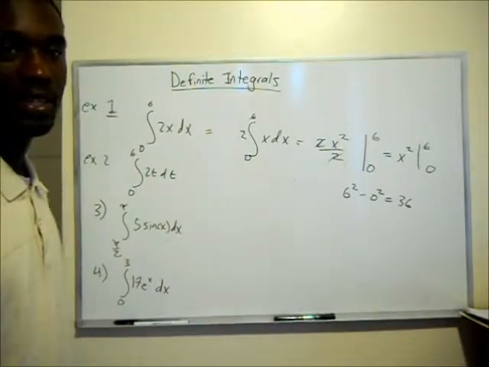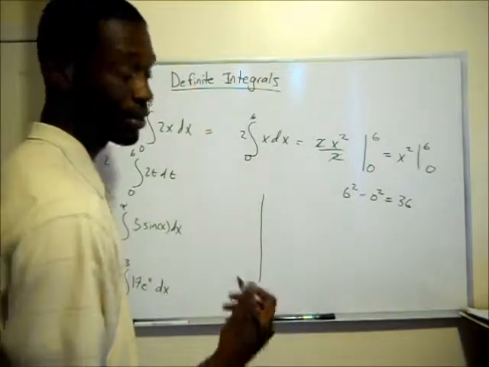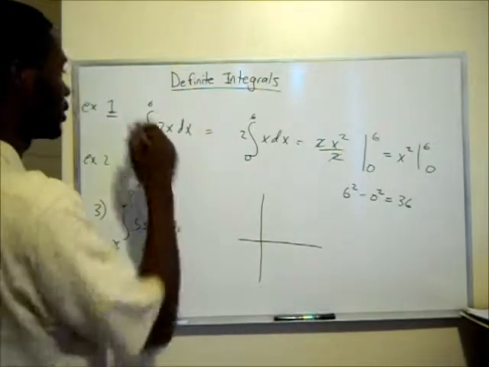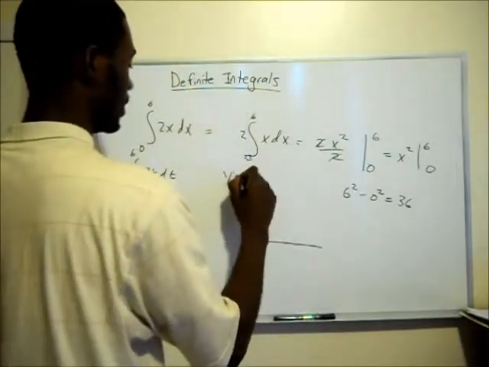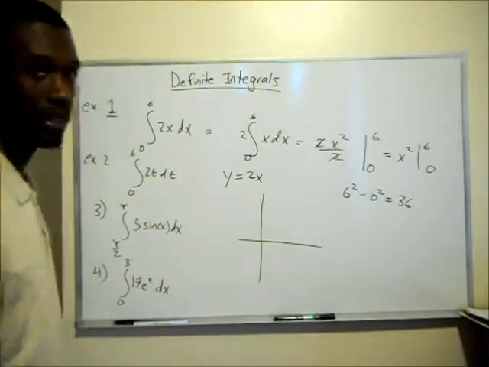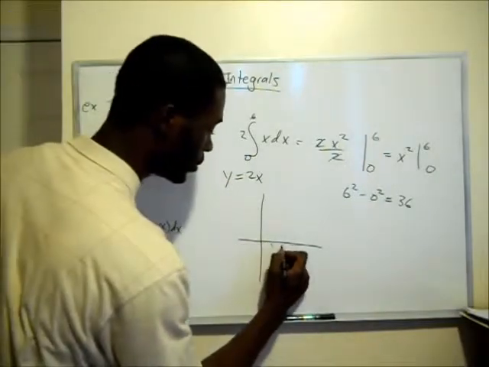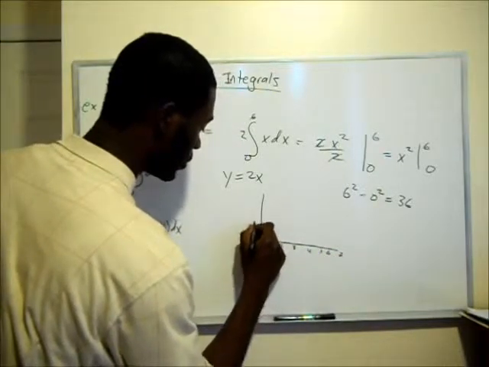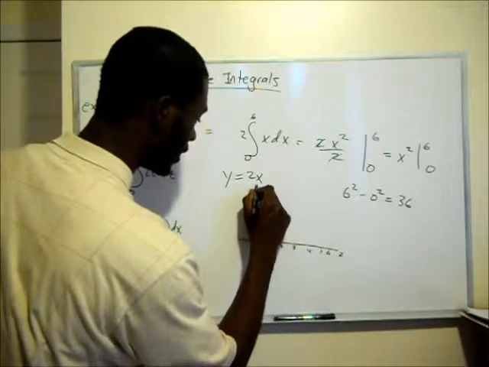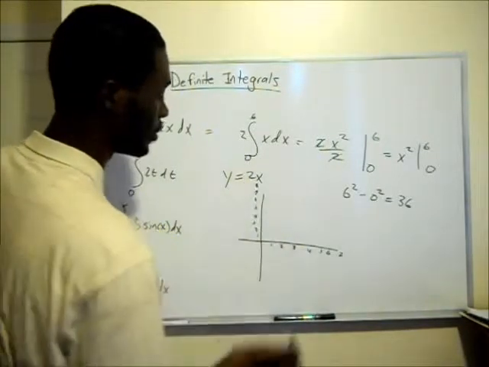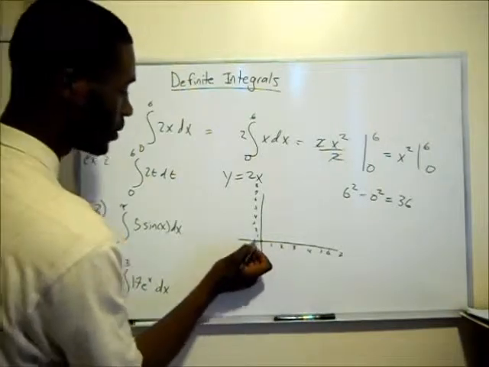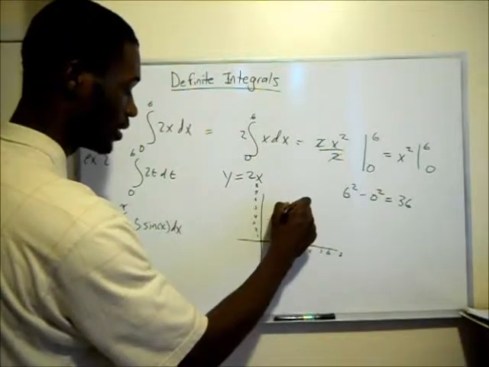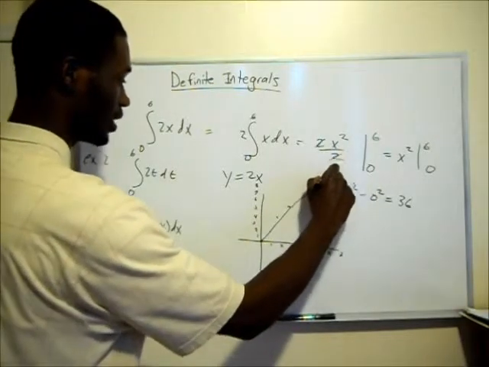Now let's see if that makes any sense at all. Because we're talking about area, so we should be able to draw it. This is just a slope of 2. So this function is saying y equals 2x. We can easily graph that. So at 0, 1, 2, 3, 4, 5, 6, 7, and up the y-axis 1, 2, 3, 4, 5, 6, 7, 8, 9, 10, 11, 12. Okay. So at 0, it's 0. At 1, it's 2. At 2, it's 4. At 3, it's 6.